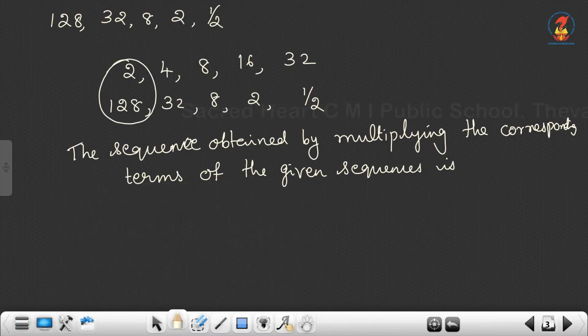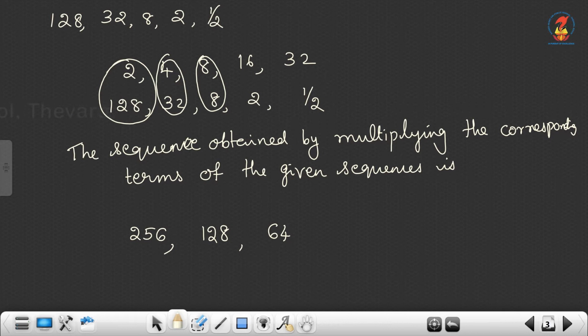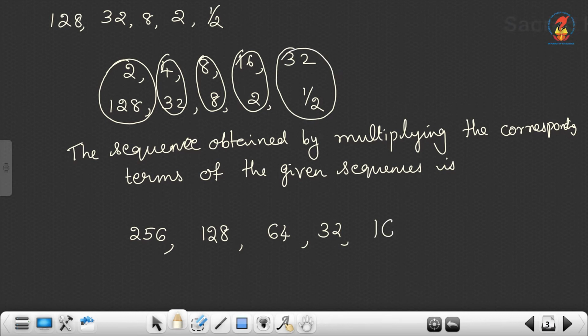2 into 128, that is 256. Now 4 into 32, that is 128. 8 into 8, 64. Now 16 into 2, 32. And 32 into 1 by 2, 32 by 2 is 16. So this is a new sequence.